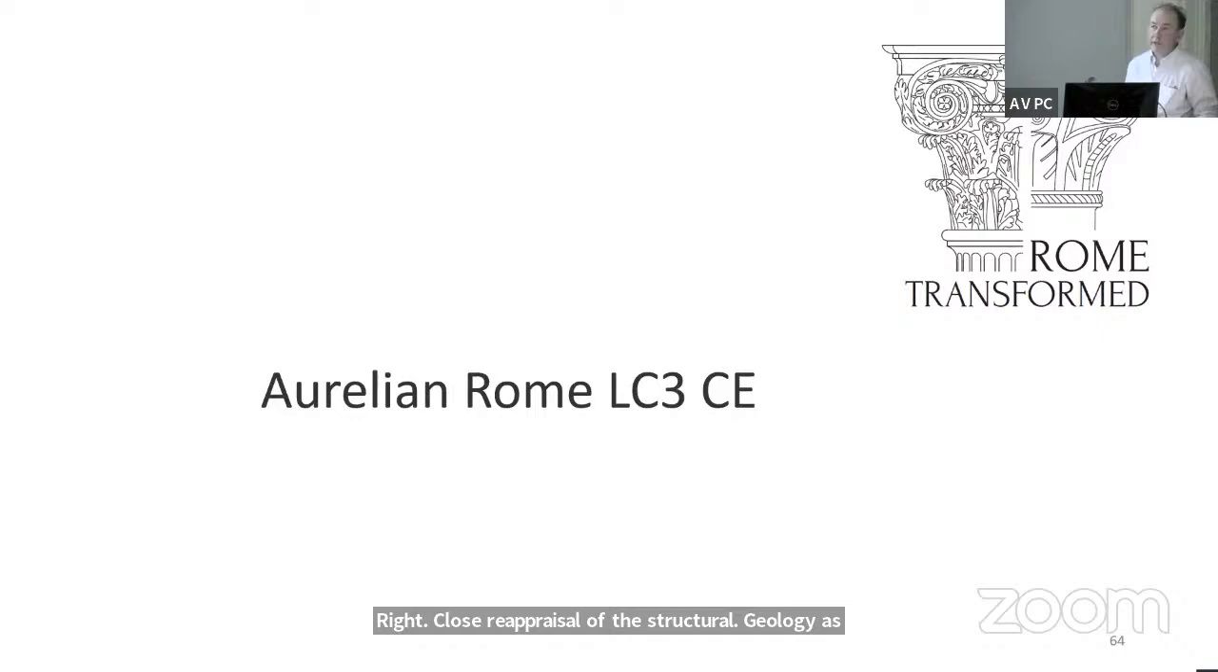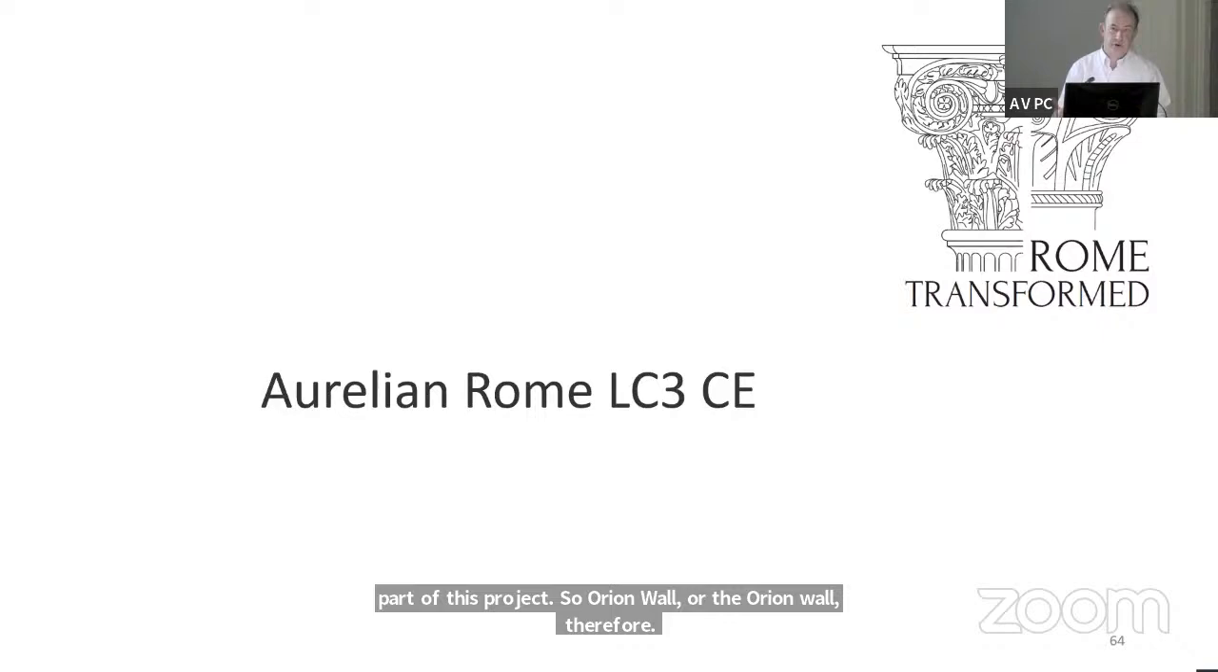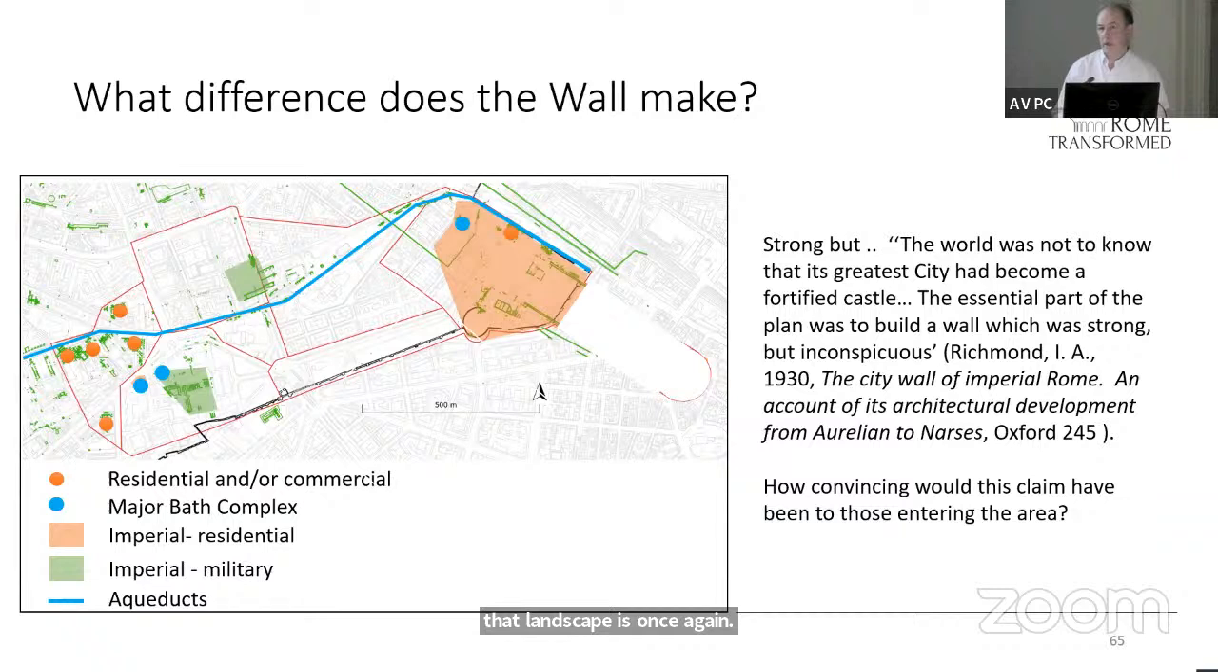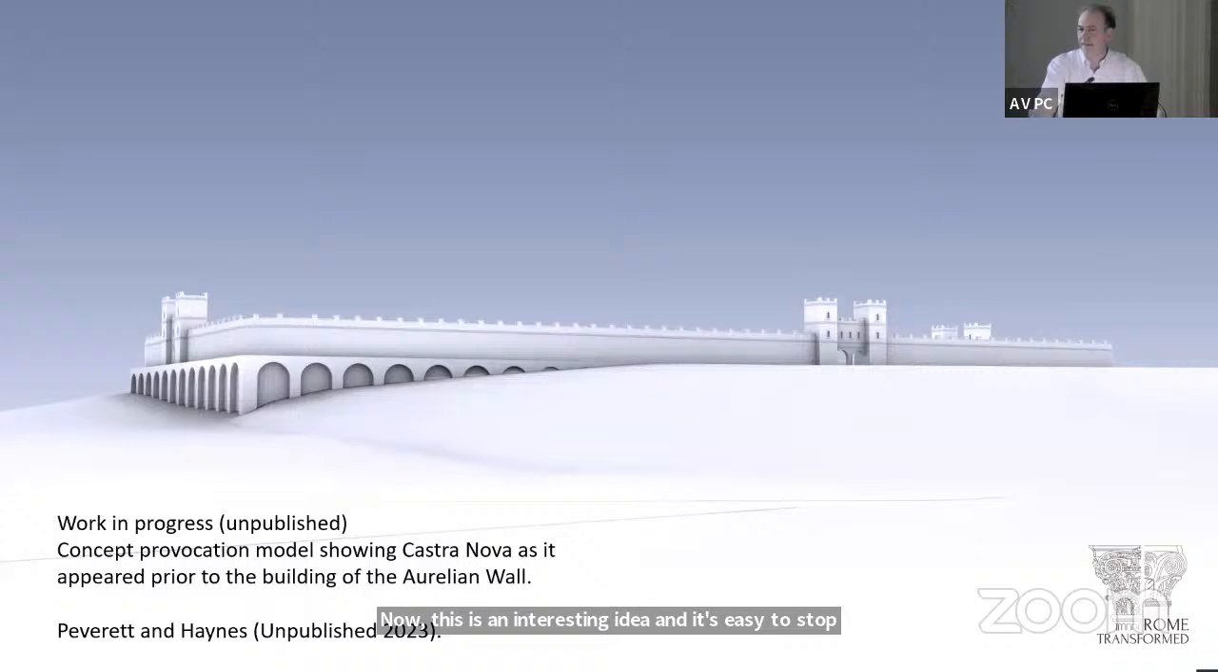So the Aurelian Wall, therefore, ushers in a new physical transformation of Rome, and we can see it in a very dramatic way with the way in which that landscape is once again completely remodeled. But what difference does a wall make? The great Sir Ian Richmond came out with this rather fascinating idea about the Aurelian Wall. The world was not to know that its greatest city had become a fortified castle, the central part of the plans to build a wall that was strong but inconspicuous. Now, this is an interesting idea, and it's easy to scoff at it because we know that it's not really quite true. But why did he say it at the time? This is one of the key questions.